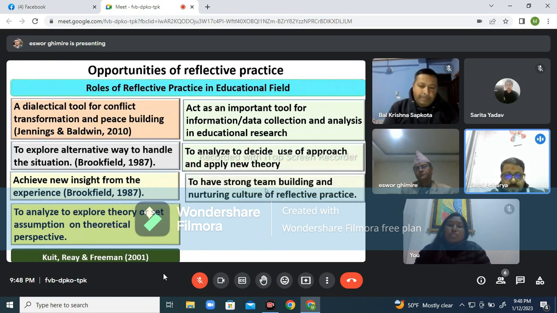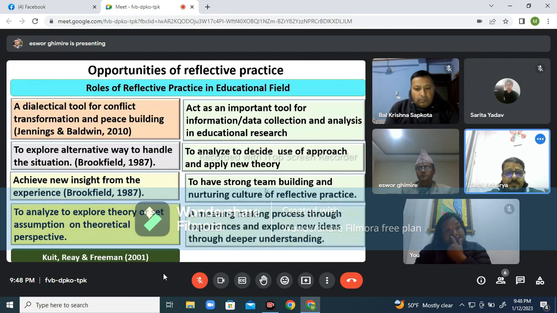Next, to have strong team building and a nurturing culture of reflective practice. Reflective practice helps us to maintain strong team building, and I don't think without team building, anything is possible. And a nurturing culture of reflective practice.